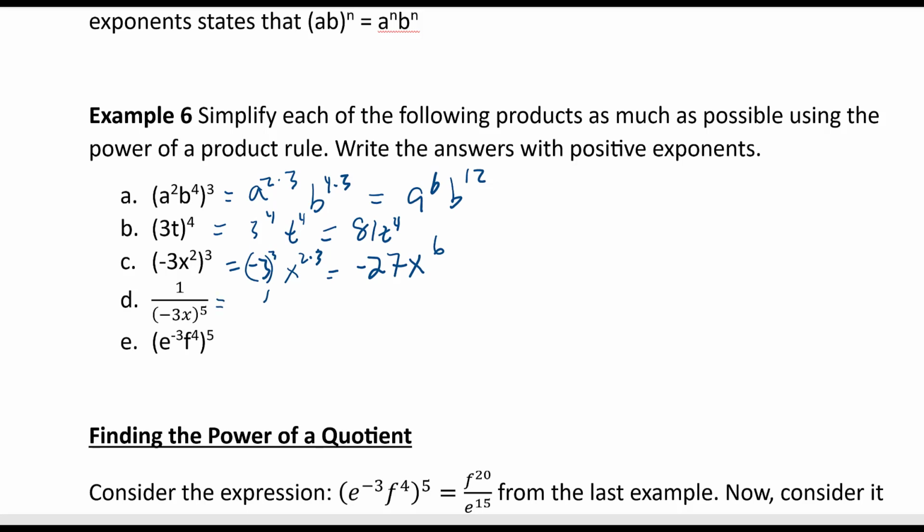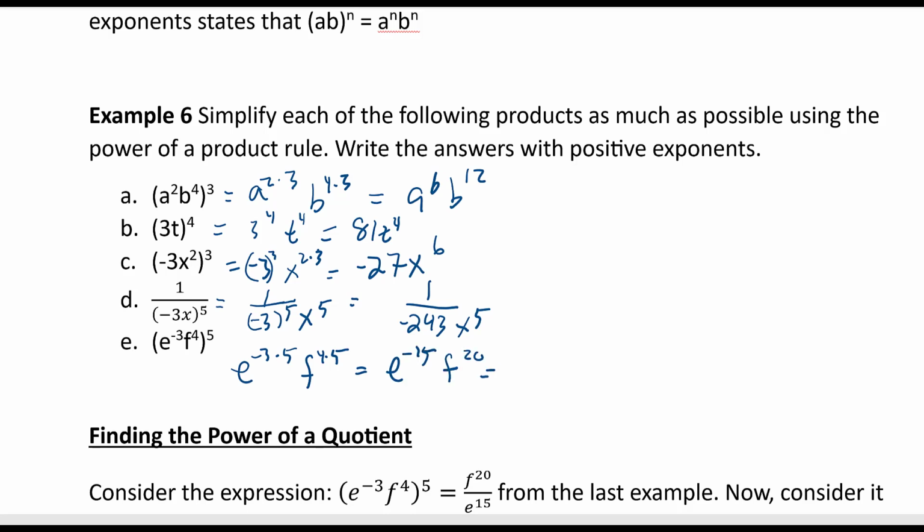Here we have 1 over negative 3 to the 5th power, x to the 5th power. So that's going to be 1 over, I believe that's negative 243 x to the 5th. And finally we have e to the negative 3 times 5, f to the 4 times 5. So it's e to the negative 15, f to the 20. So it's going to be f to the 20 over e to the 15 if we want positive exponents.